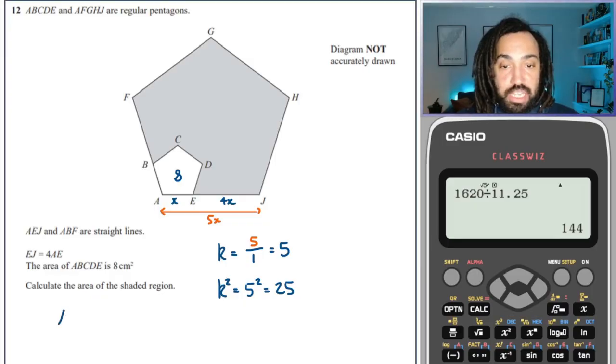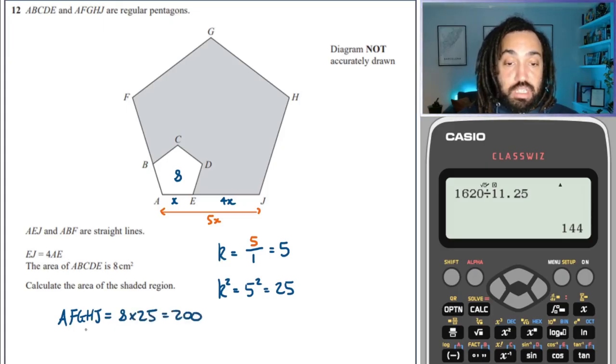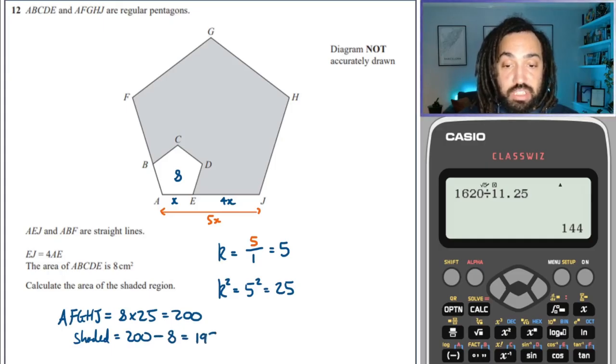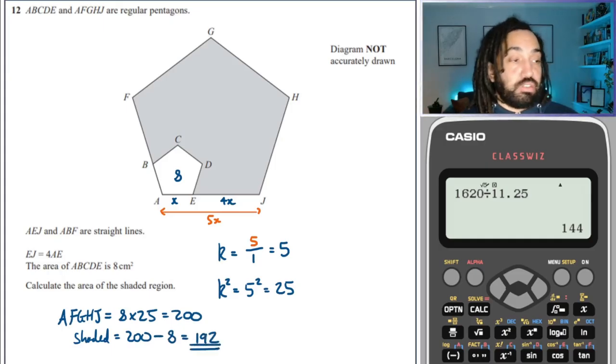Okay, so the pentagon, which they call AFGHJ, the larger one is equal to the smaller one times the area scale factor, so 200. And this means that the shaded region is 200 minus the unshaded region of 8. So it's 192 is our final answer.